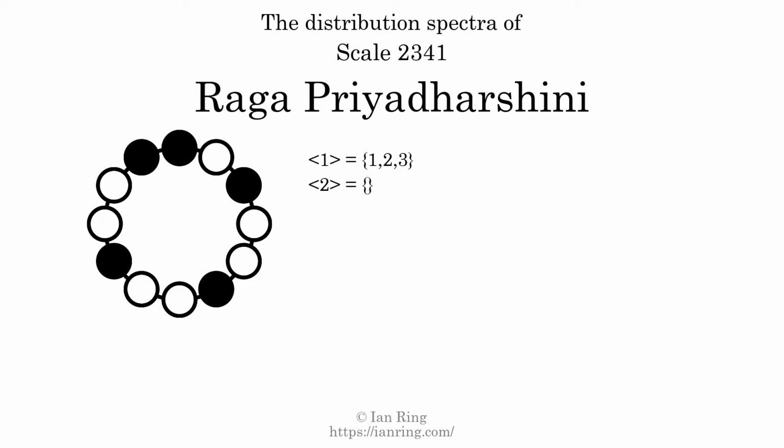The generic interval of 2 scale steps comes in 4 different specific interval sizes: 3 semitones, 4 semitones, 5 semitones, and 6 semitones. The spectrum width of this generic interval is 3. The generic interval of 3 scale steps comes in 4 different specific interval sizes: 6 semitones, 7 semitones, 8 semitones, and 9 semitones. The spectrum width of this generic interval is 3.